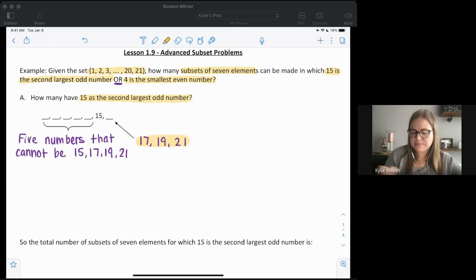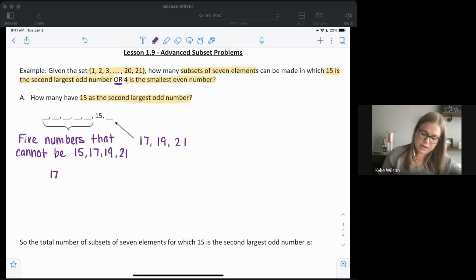Again, the reason we had to look at them separately is we can only have one of them in there. We can't risk accidentally having 17 and 19, or else 15 isn't the second largest odd number. So that's why we just need to look at them separately. So that means in here, 5 numbers that cannot be 15, 17, 19, 21. It means we have 17 numbers to choose from for those 5.